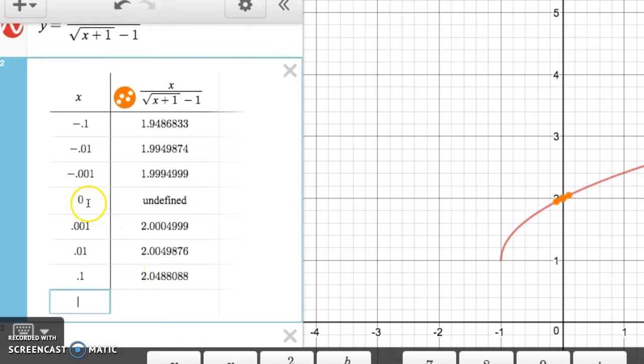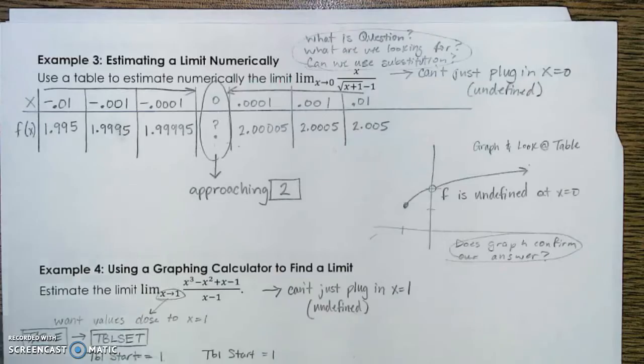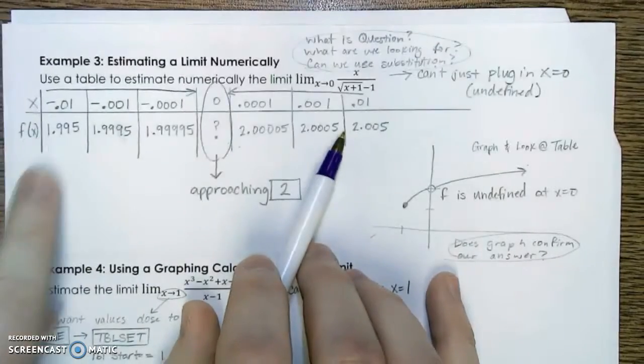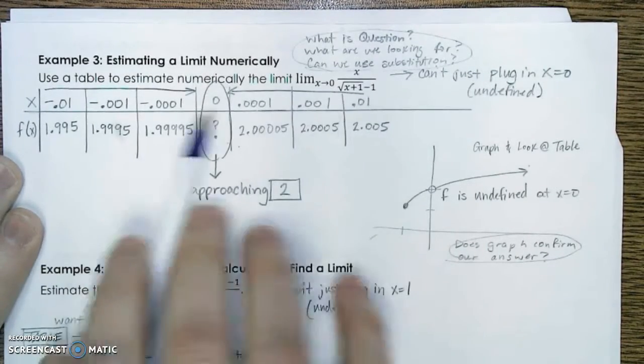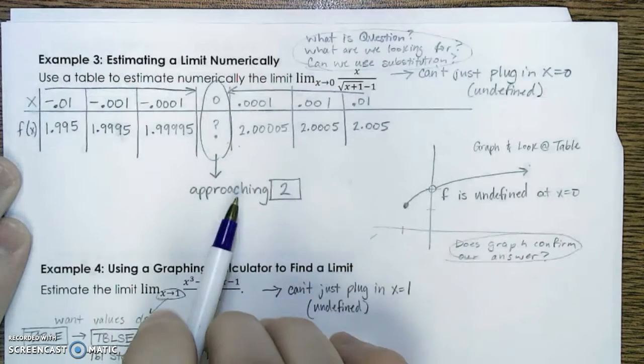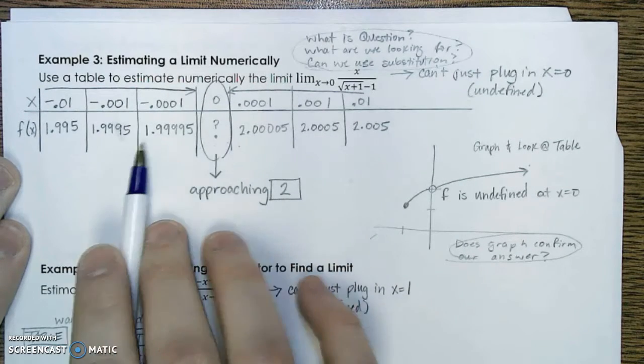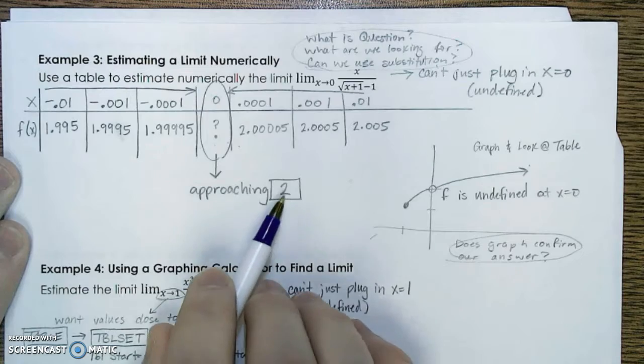So even though I don't have an actual answer at 0, it's undefined for the function, the limit is still 2. The numbers are going towards 2 even though they don't ever actually reach it. So numerically, my answer is 2. So I wrote out my table. This one I did different numbers. So if you want to use our Desmos numbers, you can. But we see that we got really close to 2, so the answer is 2.